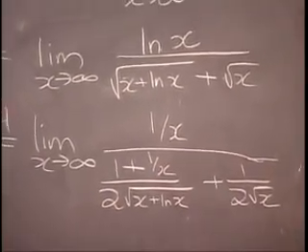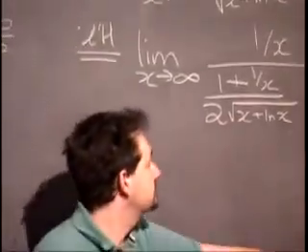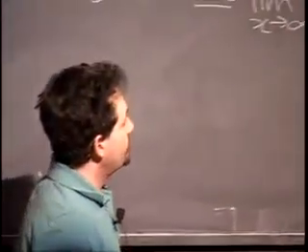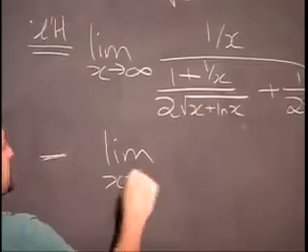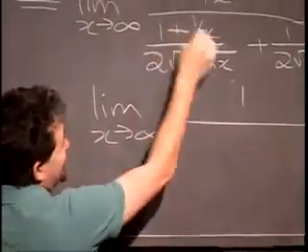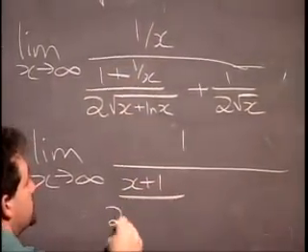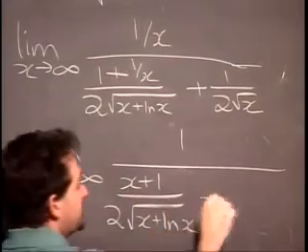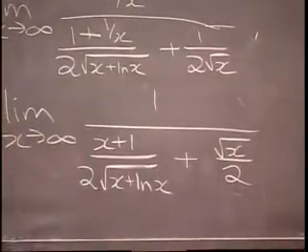Rather than simplify it, just ask yourself what happens as x goes to infinity. Well, actually, I will simplify it a little bit. Forget what I just said. I'm going to multiply top and bottom through by x. So the top just becomes 1. And then we multiply this by x, and you get x plus 1 over 2, times the square root of x plus log x. And the other term is root x over 2. Okay, that's better.